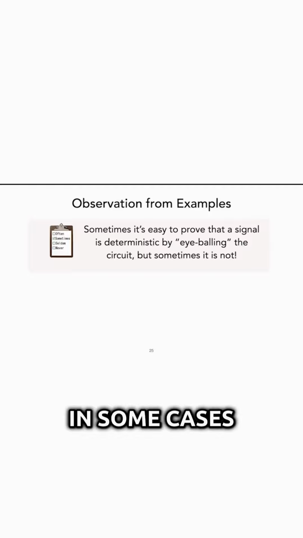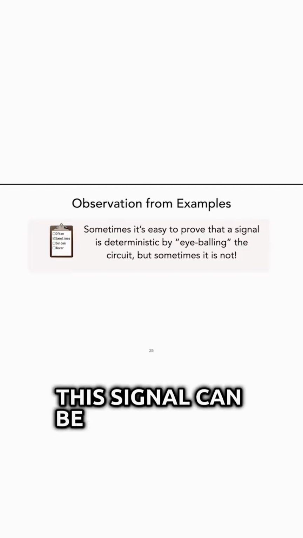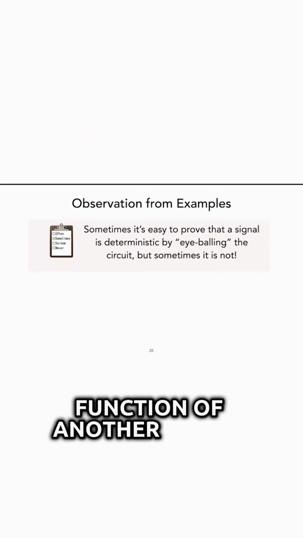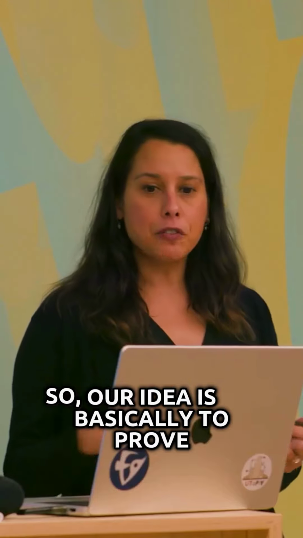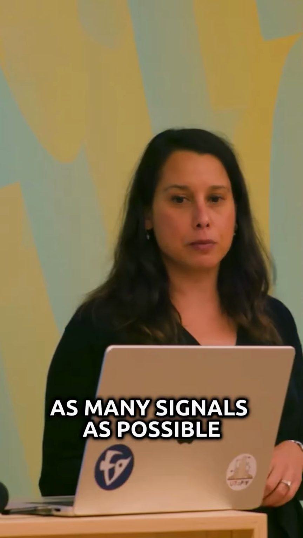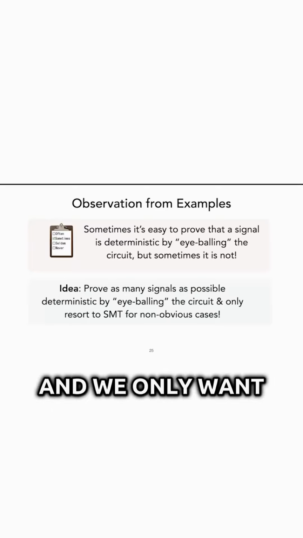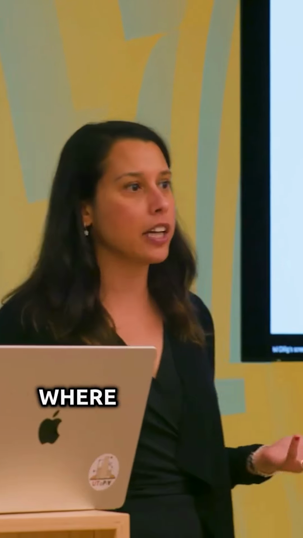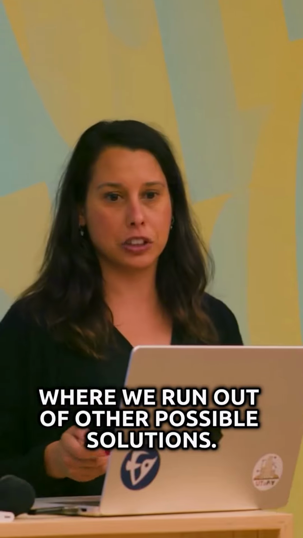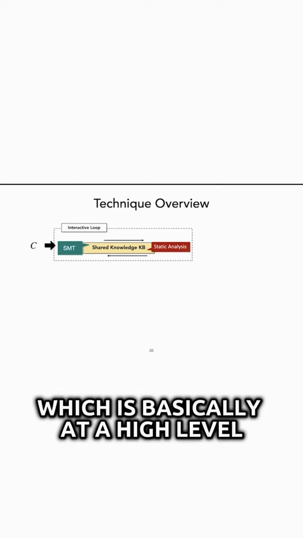In some cases, it's easy to eyeball a circuit and say, yeah, this signal can be written as a mathematical function of another signal, but sometimes this is not so easy to do. So our idea is basically to prove as many signals as possible to be deterministic by doing this lighter weight reasoning, and we only want to resort to constraint solving for the non-obvious cases where we run out of other possible solutions.